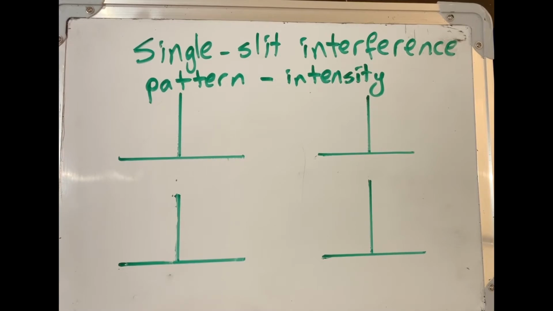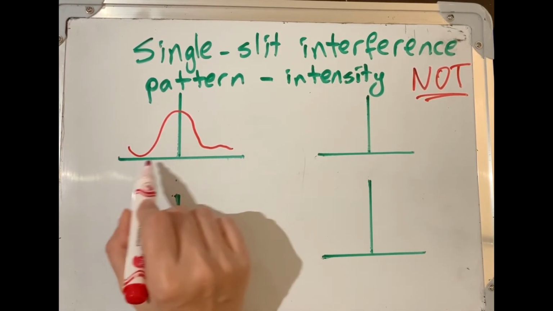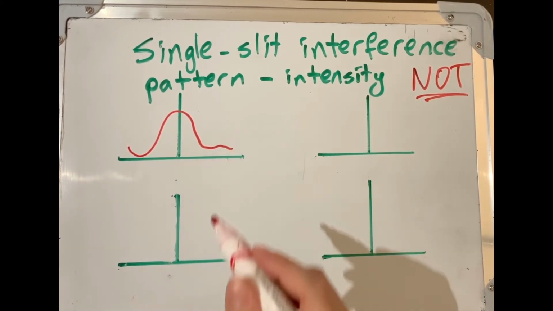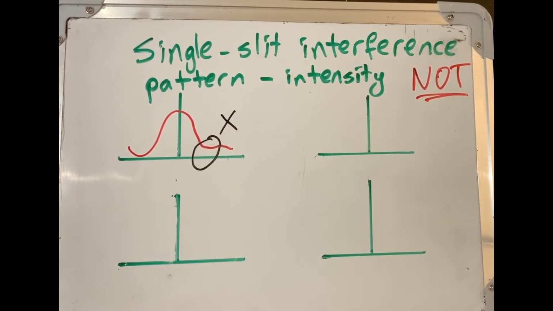Sometimes it's important to mention the wrong way of doing things to prevent some errors from happening. Here is what not to do in a single slit interference pattern intensity diagram. What is wrong with that diagram? Problem is the intensity on both sides must go all the way down to 0. This is the problem right here. This does not go all the way down to 0, so this diagram would not be acceptable.